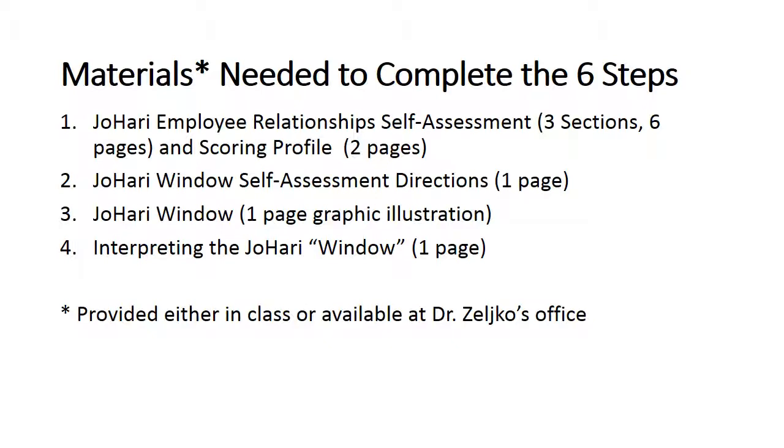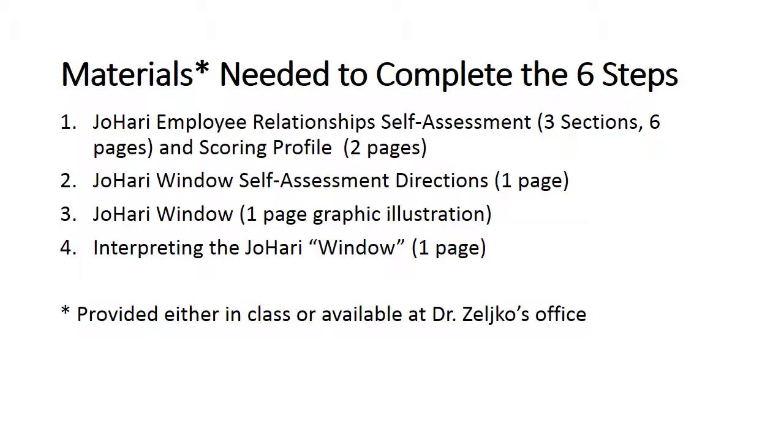The materials that you will need to complete this assessment are shown below. There are 4 of them. The Johari Employee Relationship Self-Assessment has 3 sections. It comprises 6 pages. And then the scoring profile, which is attached to the back of it, is 2 pages.